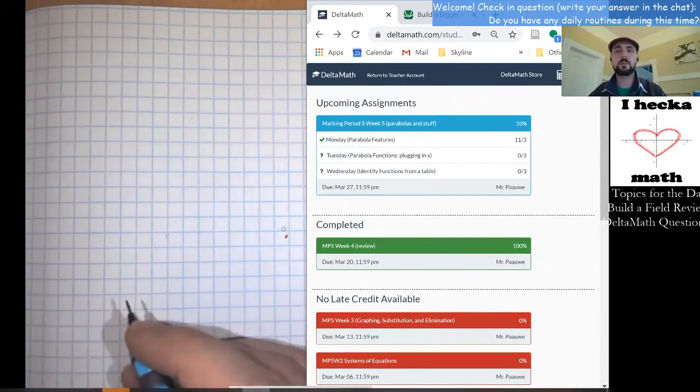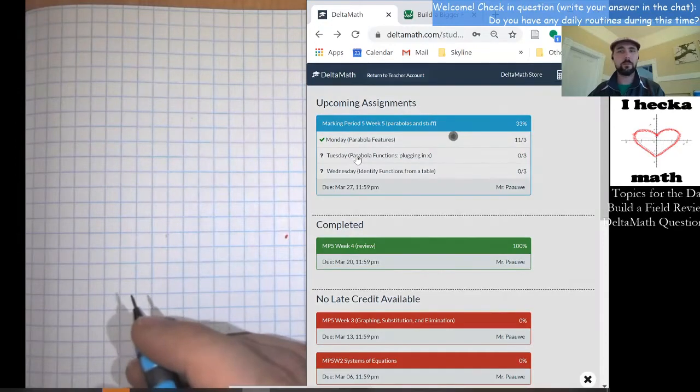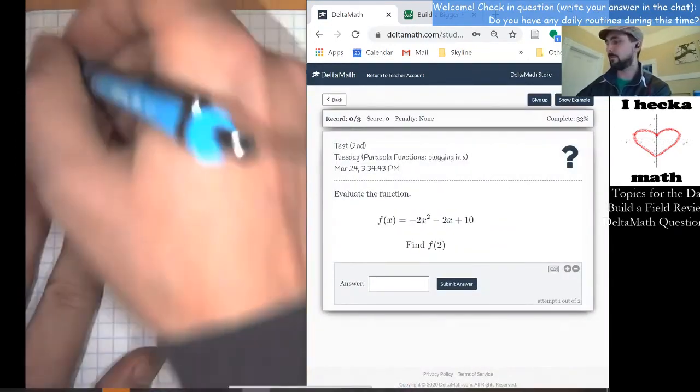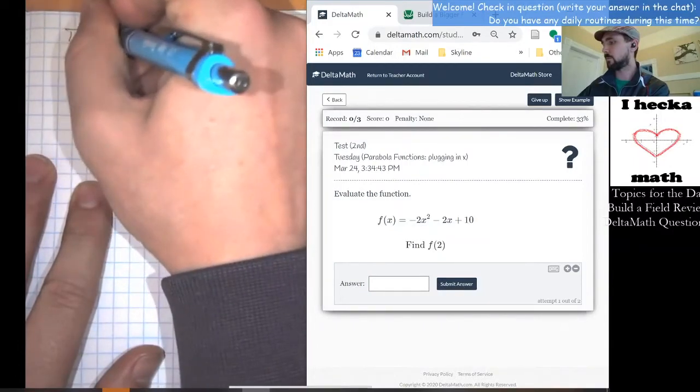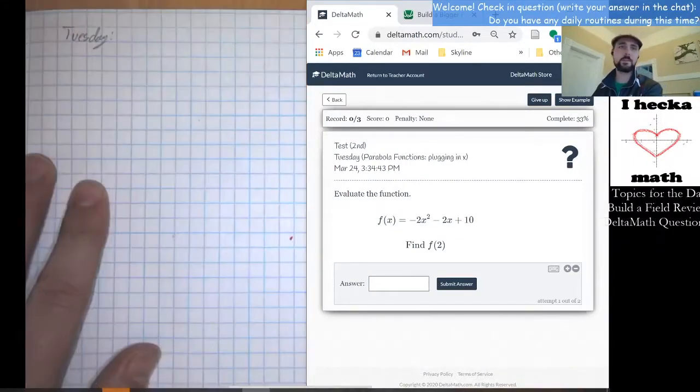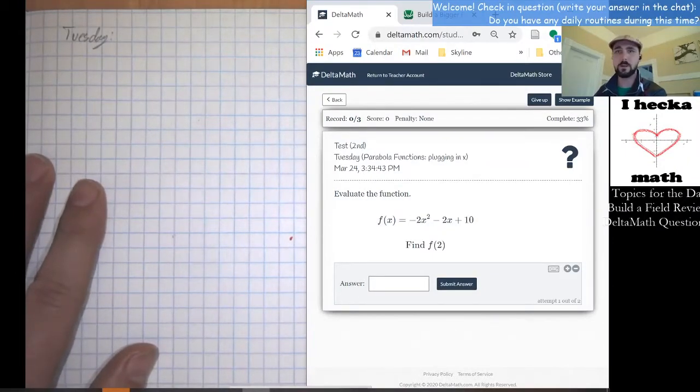Today we will be going over parabola functions and plugging in for x. As always, I encourage you to grab a piece of paper and follow along with me, not only because these are good examples, but so that you can go back to your notes later instead of rewatching the video for advice and examples on how to do this.